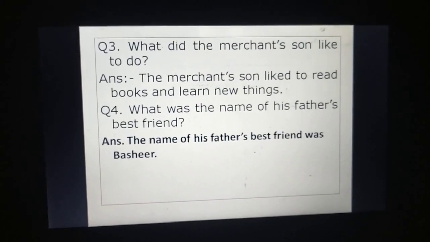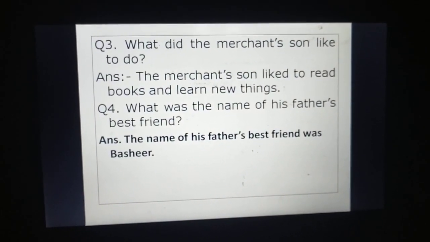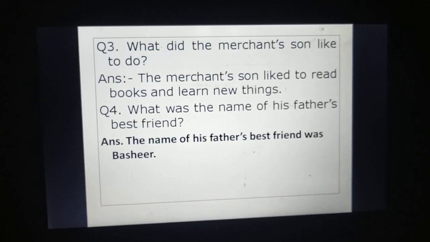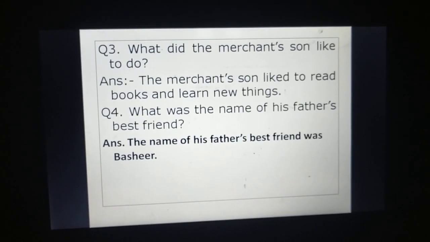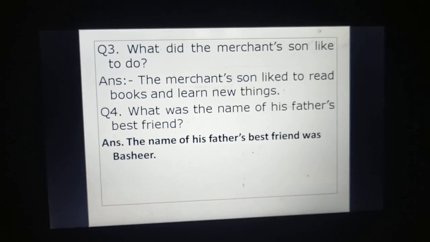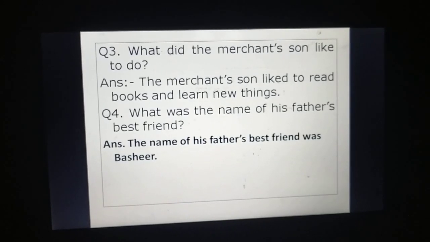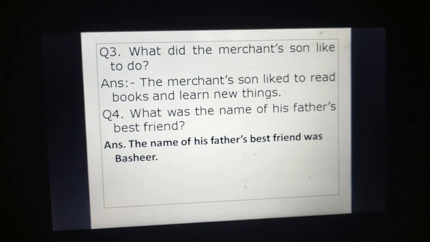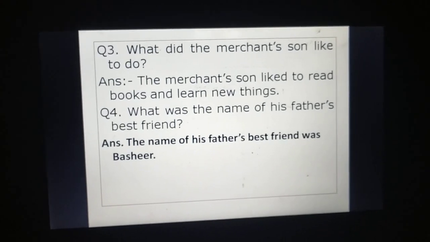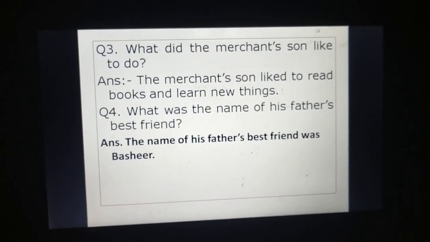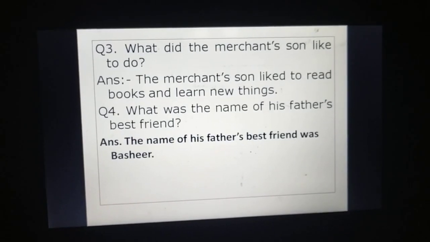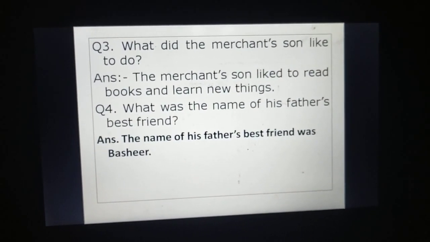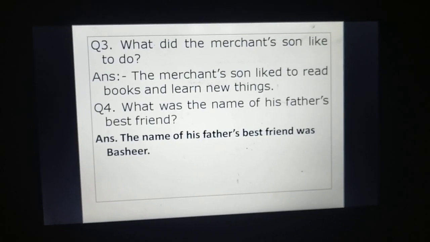Bashir was the man to whom Abdul took the will, and he showed it and asked him for a solution. And then Bashir asked Abdul to read the last line carefully. There was a clause, and after reading that clause, Abdul came to know about the wisdom of his father, and after that Abdul was happy.